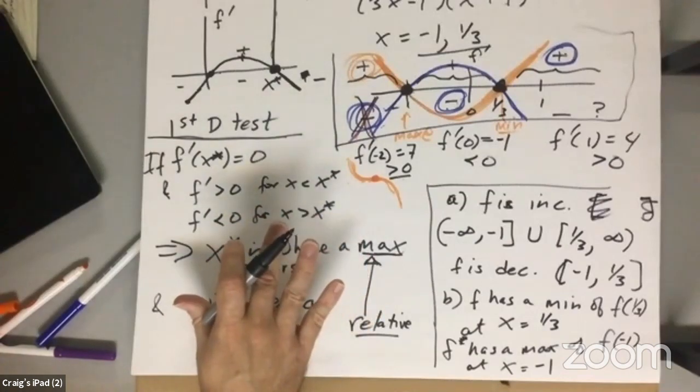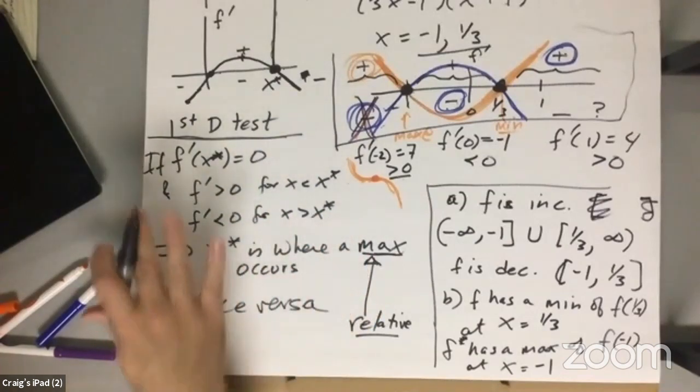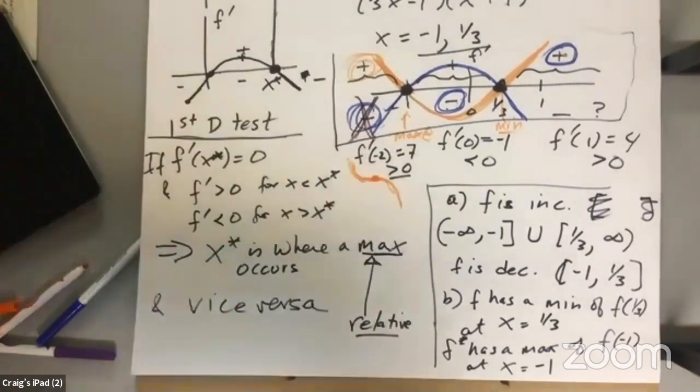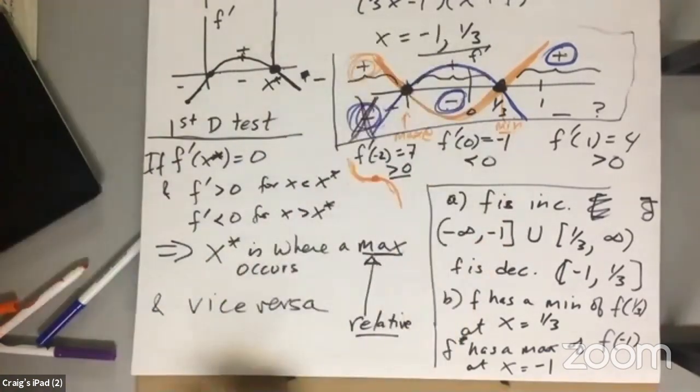And next we're going to talk about the second derivative. The first derivative is easy, but this test is going to be illustrative of how we're going to do the second derivative test too. So any questions before we go on to the second derivative test?